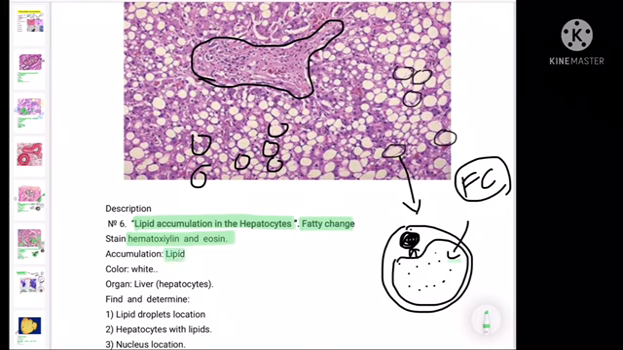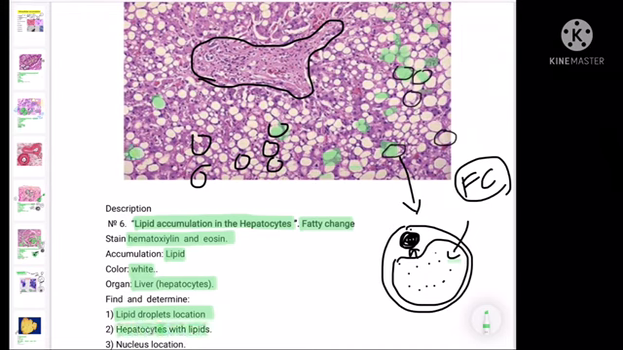Accumulation is lipid. Color is white because it doesn't stain. Organ is liver because these are the hepatocytes. They're asking to find the drop location. I said all these white areas are the fatty accumulations. They're also called steatosis, hepatic steatosis.